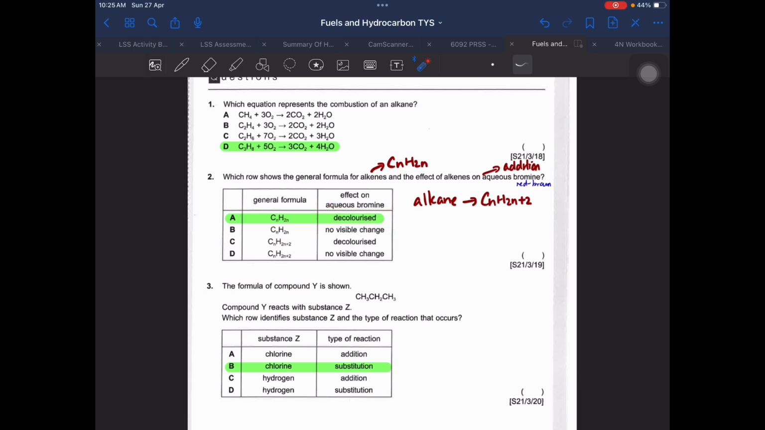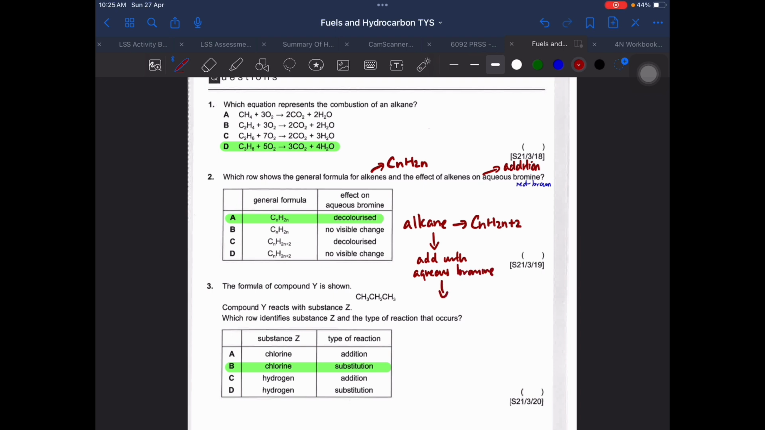On the other hand, if you have alkane, alkane has a general formula of CnH2n plus 2, and if it's alkane, if you add it with just aqueous bromine alone, so you just put it with aqueous bromine, there will actually be no visible changes. Okay, so just to close the gap over here as we summarize for the chapter. Next, let's take a look at question 3.